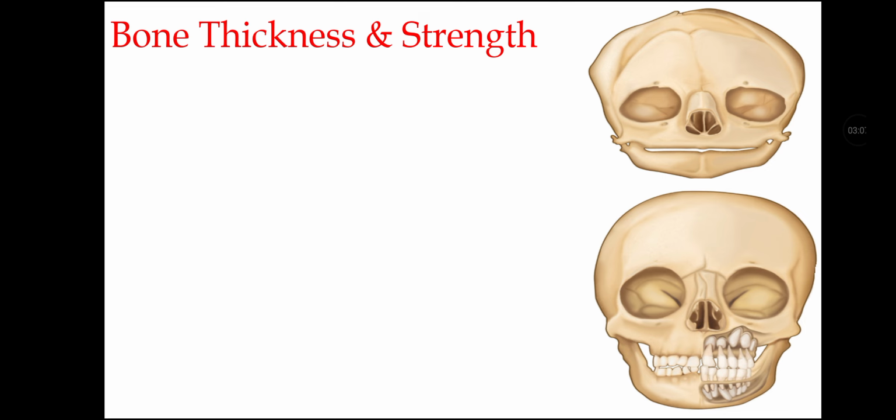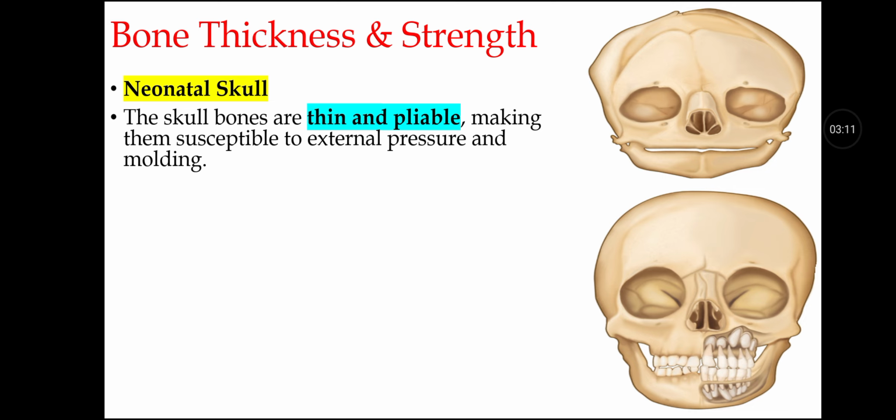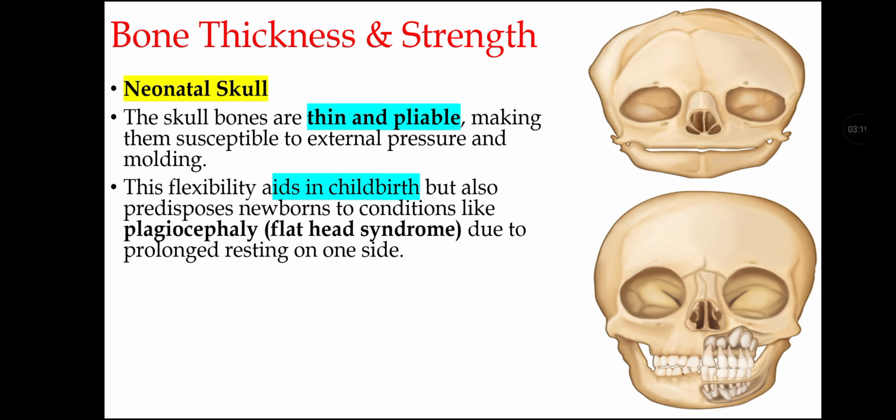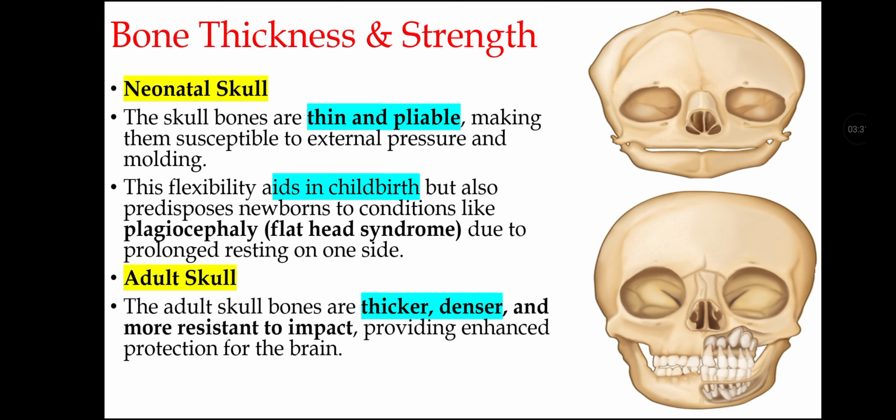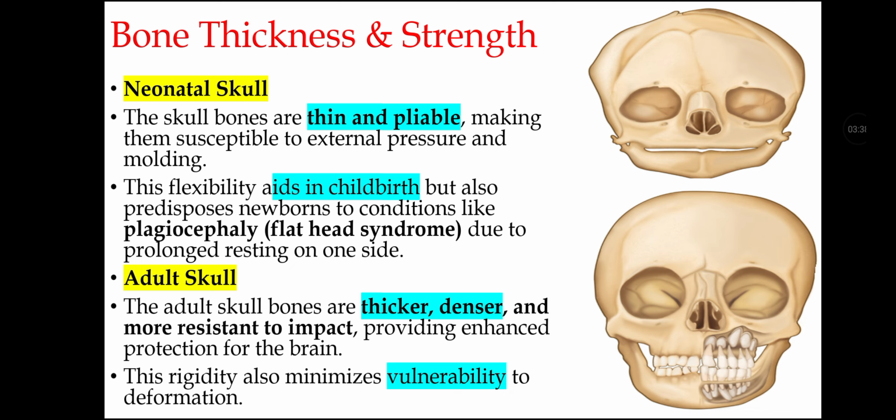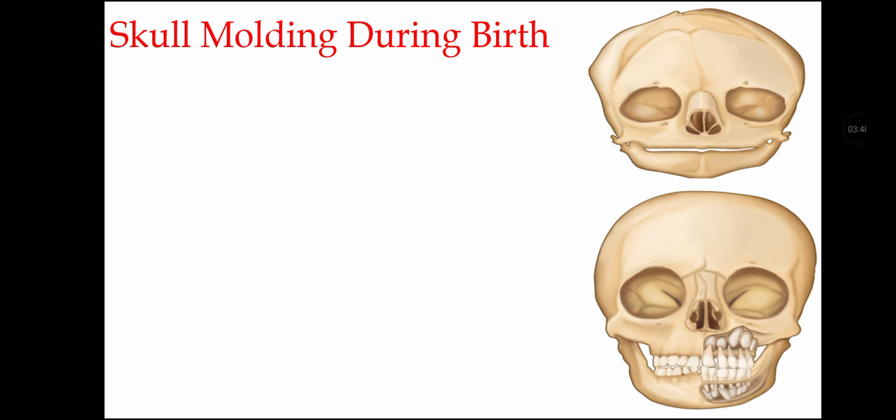Now let's talk about bone thickness and strength in neonatal skulls versus adult skulls. In the neonatal skull, the skull bones are thin and pliable, making them susceptible to external pressure and molding. This flexibility aids in childbirth but also predisposes newborns to conditions like plagiocephaly, that is flat head syndrome, due to prolonged resting on one side. Then talking about the adult skull, the bones are thicker, denser, and more resistant to impact, providing enhanced protection for the brain. This rigidity also minimizes vulnerability to deformation.